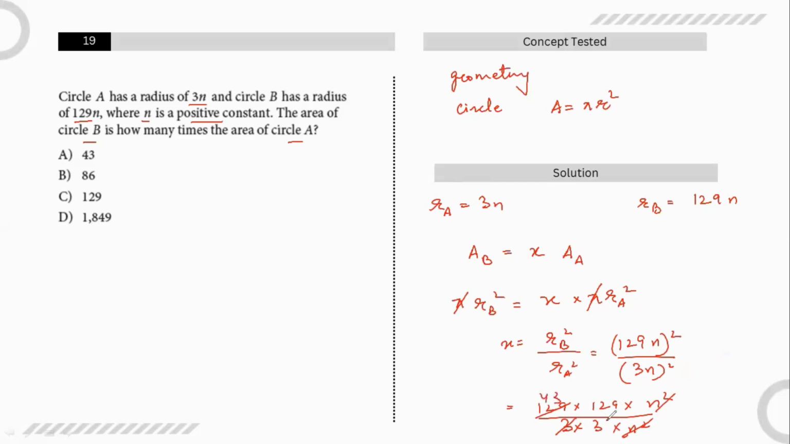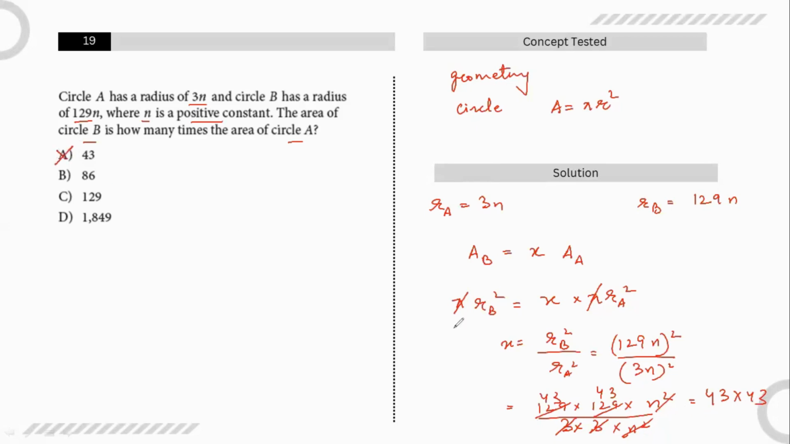3 4s are 12, 3 3s are 9. So what we got here is 43 times 43. That will be the answer here. And is it going to be 43?